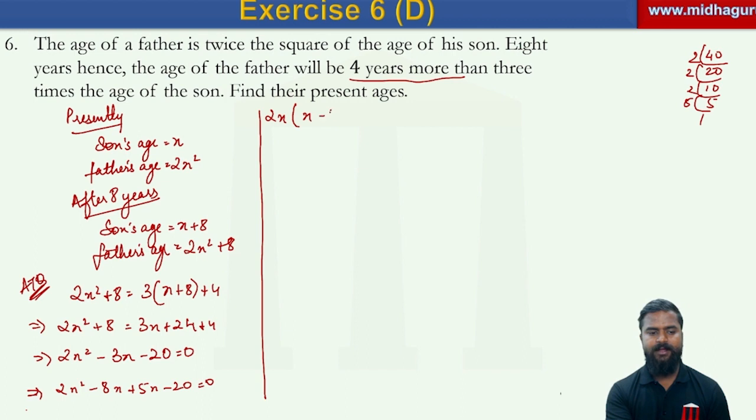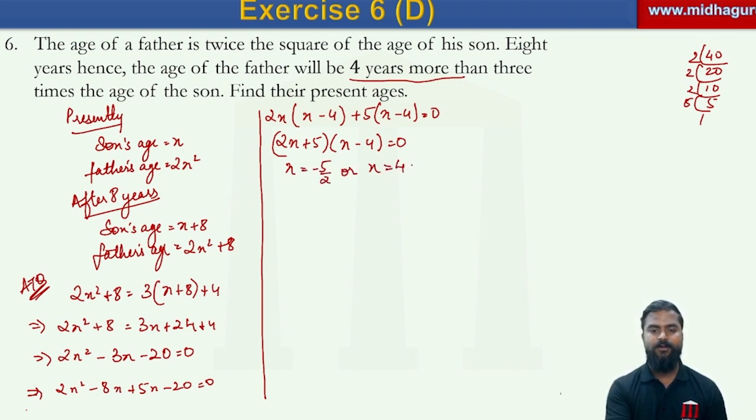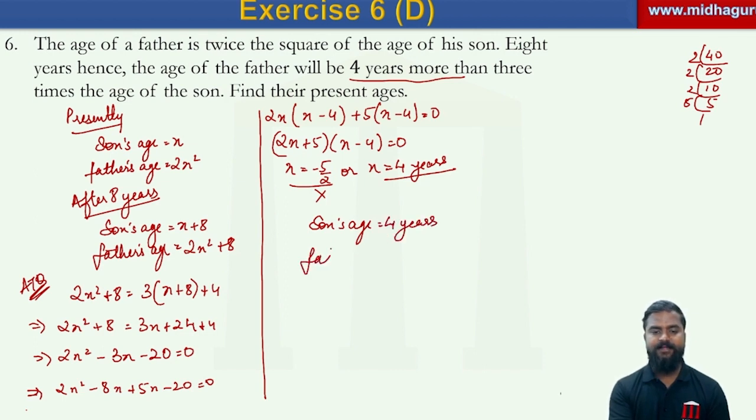Here I take 2x as common, I get x minus 4. Then I take plus 5 as common, again I get x minus 4. So 2x plus 5 into x minus 4 is equal to 0. So either x is equal to minus 5 by 2 or x is equal to 4 years. Since it's an age, that is a time period, it cannot be negative. So we'll take the answer, 4 years. So the son's age, that is the present age, is 4 years. And that of his father is 2 into 4 squared, which is 2 into 16 will be 32 years. And these are the present ages of both of them. Let's see the next question now.